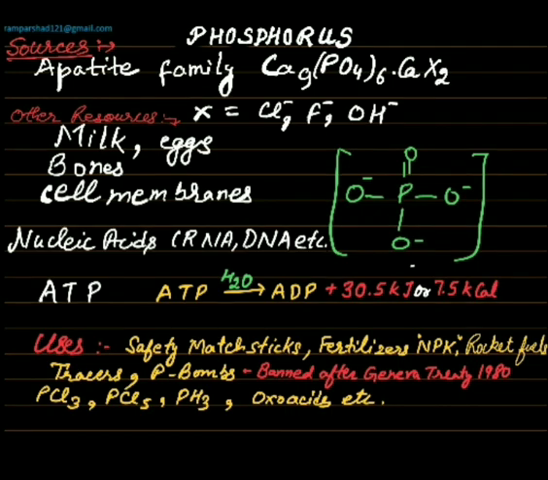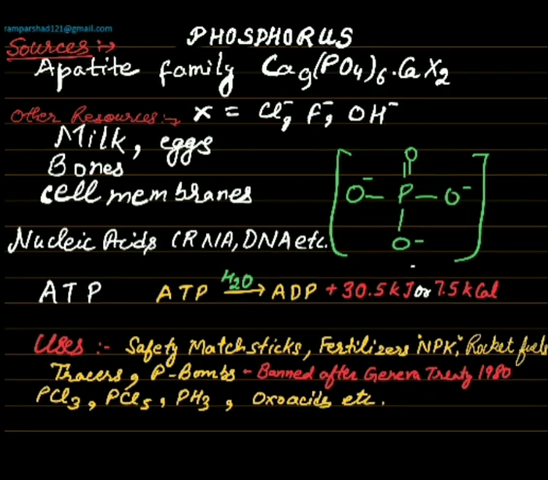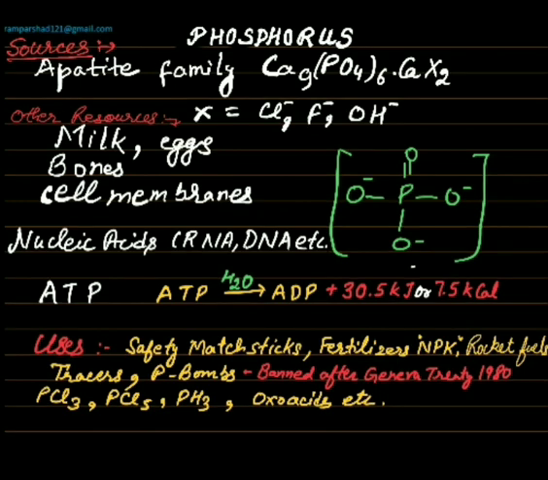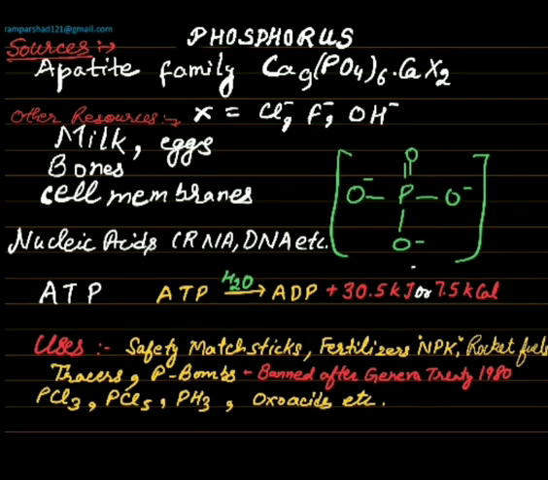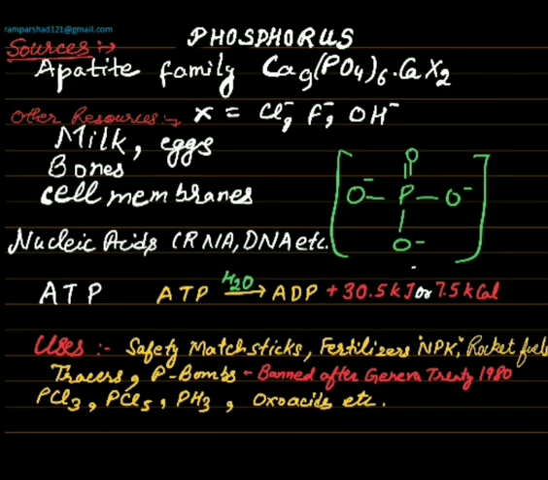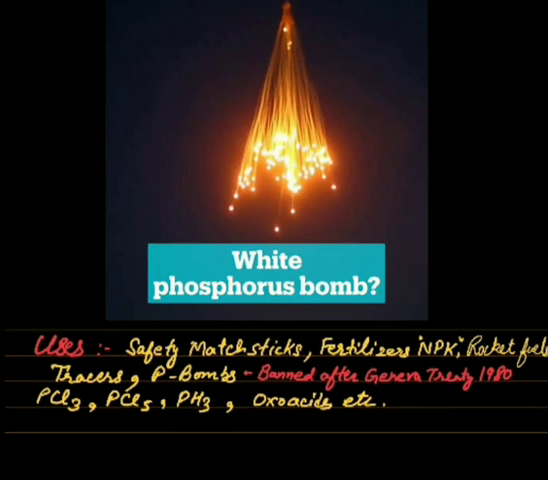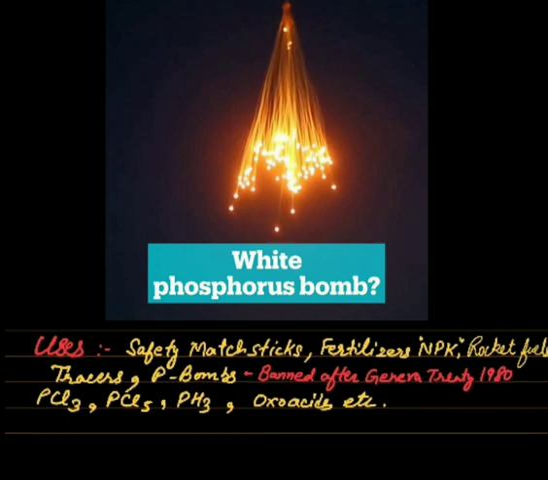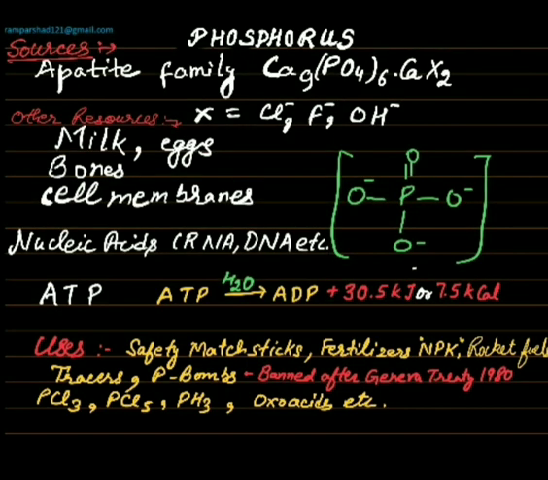Then come the uses of phosphorus. Phosphorus is widely used in making matchsticks, fertilizers, main nutrients for plants, and rocket fuel. Radioactive phosphorus is also used as a tracer to study the mechanism of chemical reactions. Next are phosphorus bombs. These bombs are so dangerous that they cause the death of many innocent civilians, so on humanitarian grounds they are banned nowadays after the Geneva Treaty of 1980.